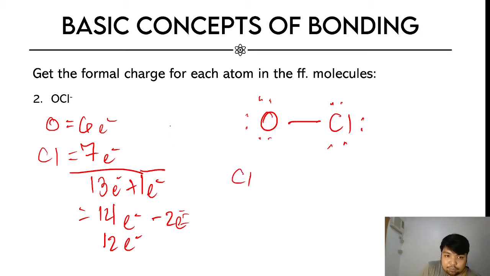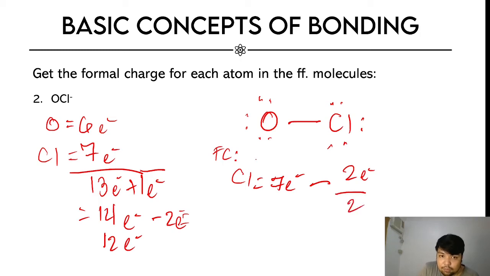The formal charges of each of the atoms, we have to calculate first. The formal charge of chlorine: chlorine has 7 valence electrons. We subtract 2 bonding electrons divided by 2, and we subtract the number of non-bonding electrons, which is 1, 2, 3, 4, 5, 6 non-bonding electrons. So 2 divided by 2 is equal to 1. 7 minus 1 is equal to 6, minus 6 is equal to 0. So chlorine here has no formal charge.